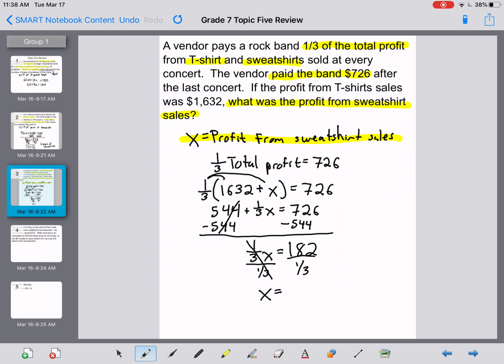182 divided by 1/3 is equal to 546. So that means that there's $546 in sweatshirt sales.